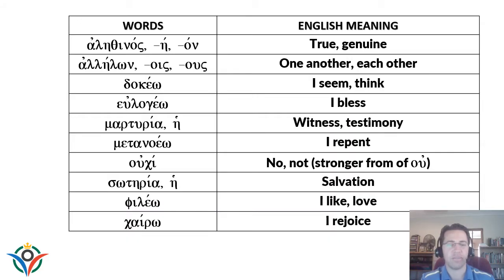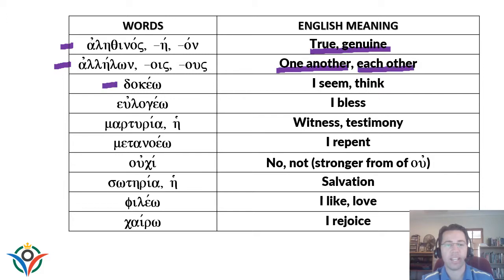Let's take a look at our vocabulary for lesson 23. So we have an adjective to start with, alethinos, alethine, alethinon, which means true or genuine. Then we have the reciprocal pronoun, allelon, allelois, and allelous. Remember, there's only 3 forms of the reciprocal pronoun. There's no nominative form. So allelon is the genitive, allelois is the dative, and allelous is the accusative. And we translate that as one another or sometimes each other.